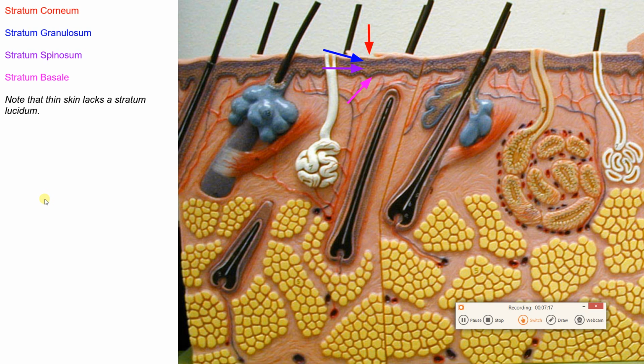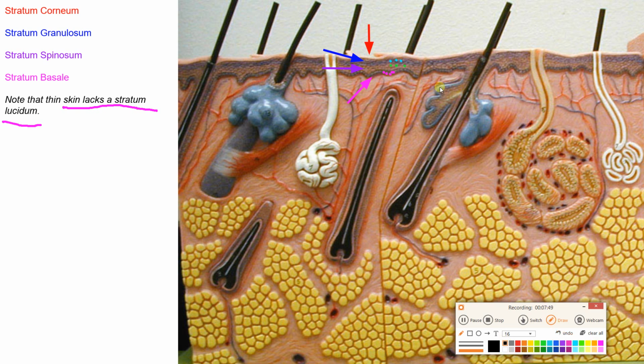Okay, what I can see in this thin skin is 4 of those epidermal layers. Remember, thin skin is going to lack a stratum lucidum. So it'll have this stratum basale right here, and then above the stratum basale, it'll have a spinosum, and then above the spinosum, it'll have a granulosum, and then above the granulosum, it'll have a corneum. So those are my strata, my layers of my epidermis of my thin skin.